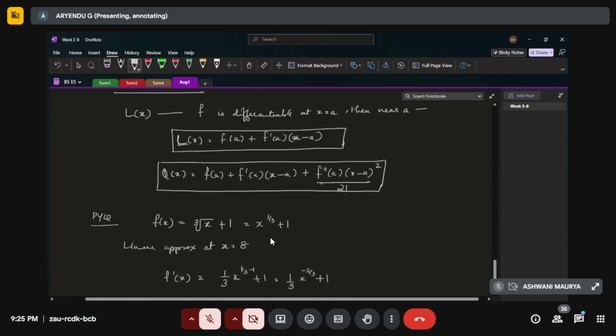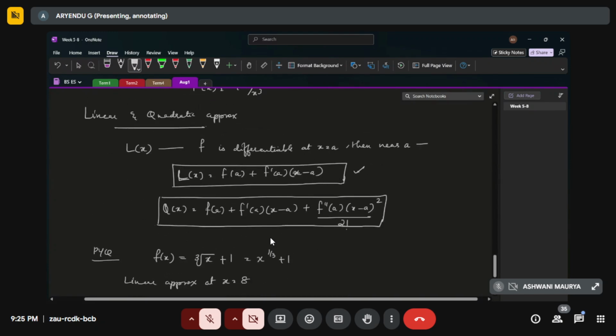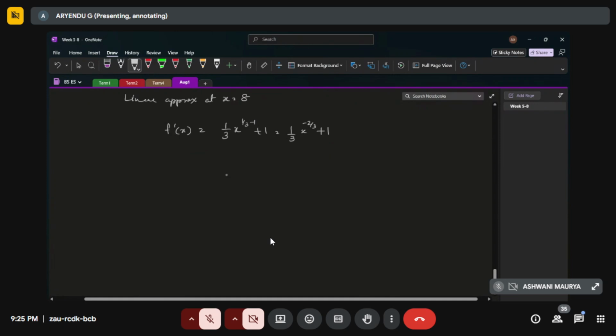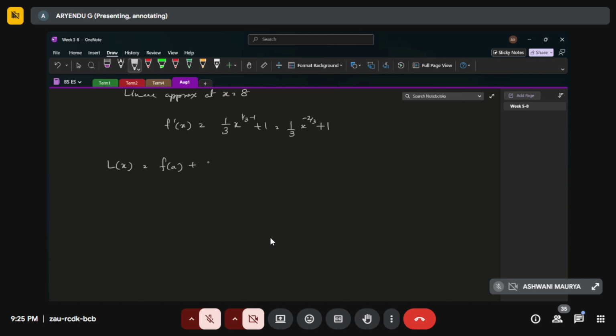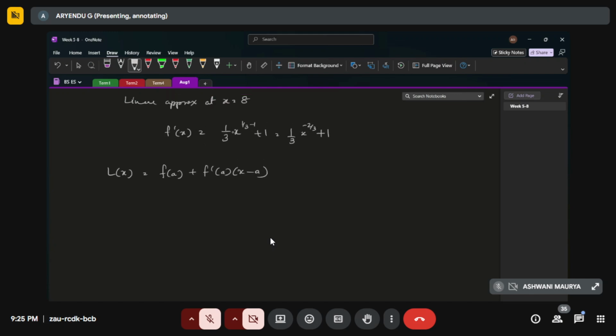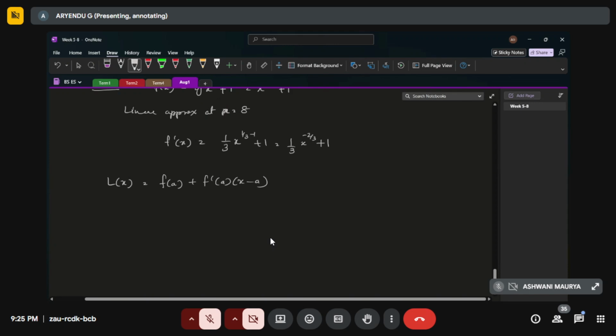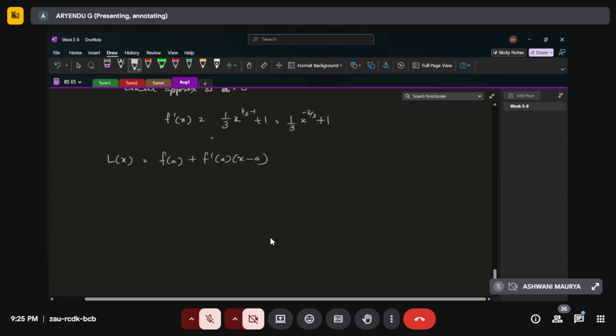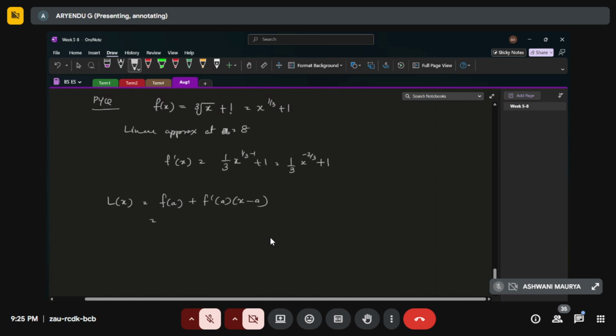And now we have to use this equation to find the linear approximation. So if we write it here, you can see that L of x is equal to f of a plus f dash of a into x minus a. So here a is given as 8. And if we take f of 8 from this equation, we can see that it is cube root of 8 plus 1.